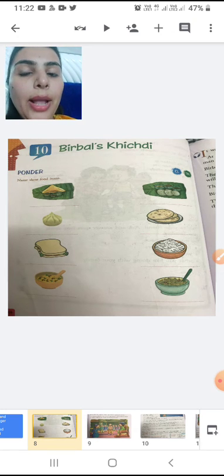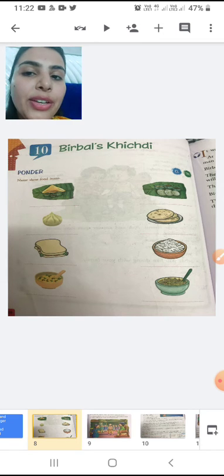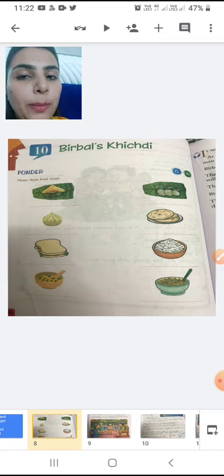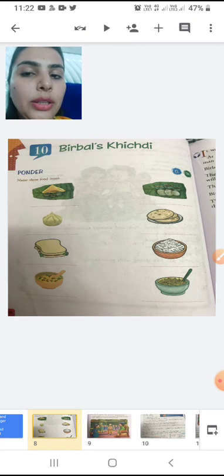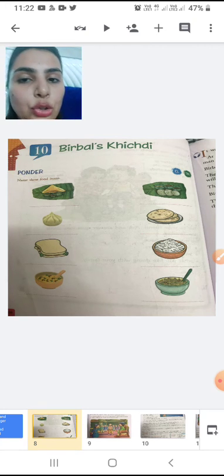So one day, Birbal said to Akbar that you and the whole court come to my home for lunch of khichdi. Okay, so the whole court and Akbar went to his house. They all went to his house for the lunch of khichdi.